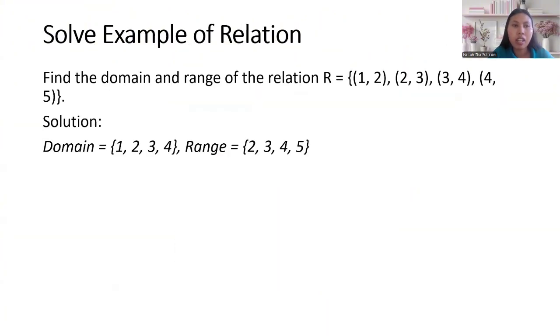Okay, and I have a solved example of relation. Find the domain and range of the relation R, which is the set of ordered pairs (1, 2), (2, 3), (3, 4), and (4, 5). Okay, and we get the domain is the set of 1, 2, 3, 4, and the range is the set of 2, 3, 4, 5.